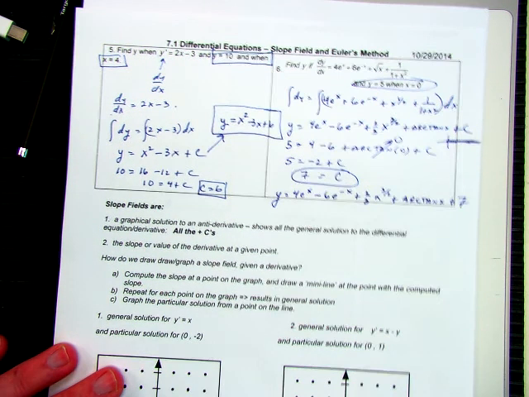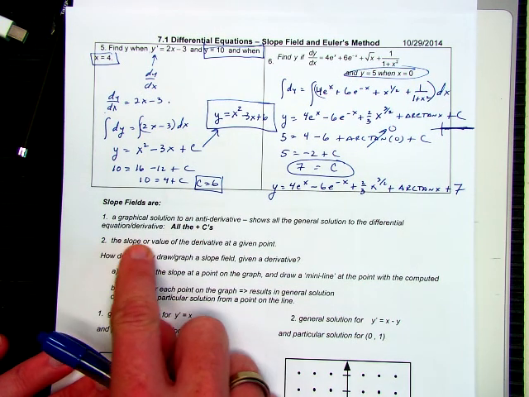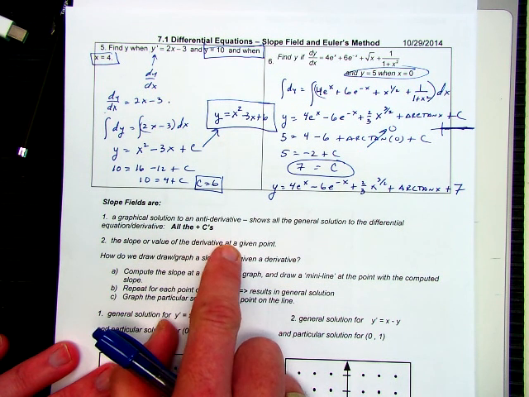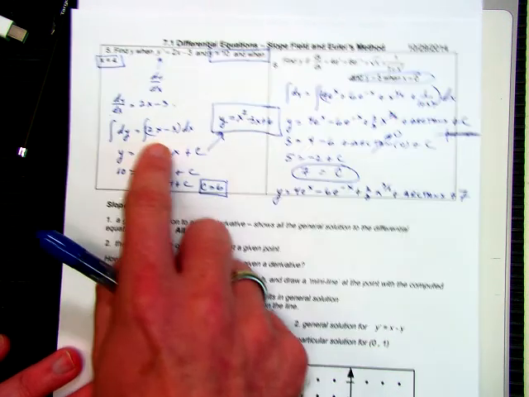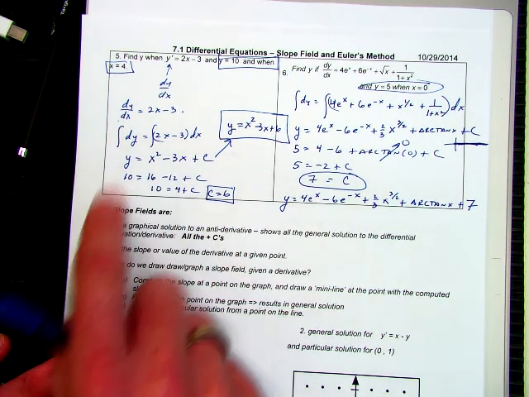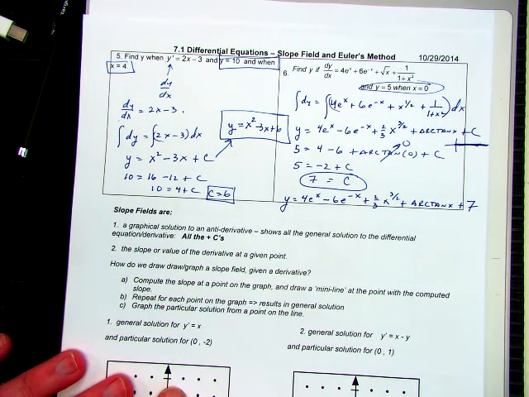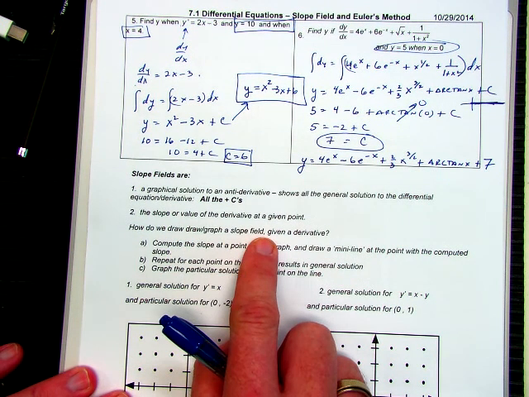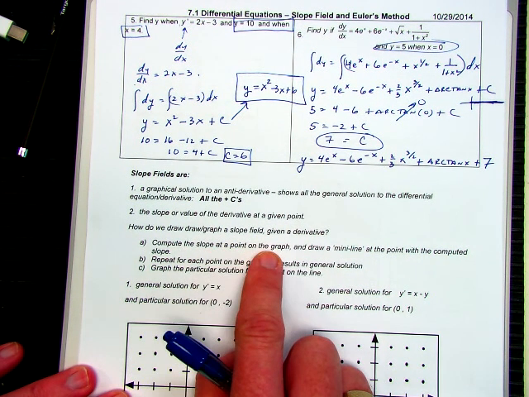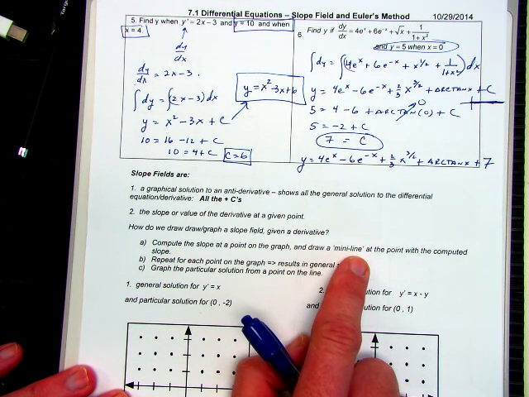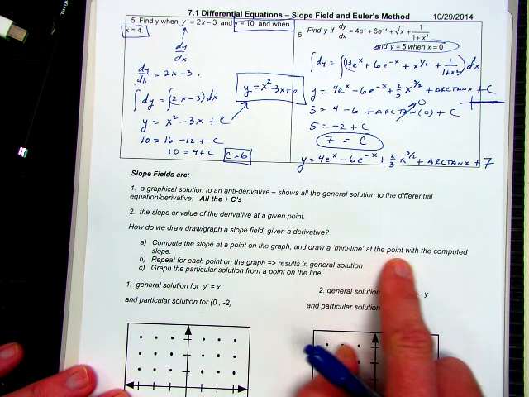What they are is the slope, or value of the derivative, at any given point. Just so you know, we may not be able to find the antiderivative of it, but we can always draw a slope field for it. So how do we draw a slope field? Given a derivative, we're going to compute the slope at each point on the graph and draw a mini line at the point with the computed slope.